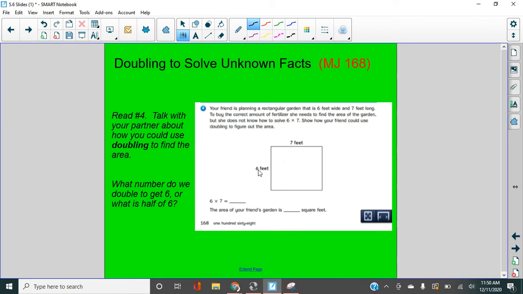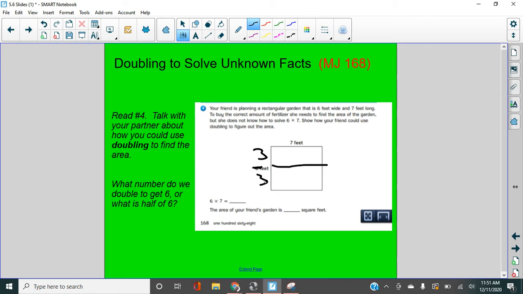So what is half of 6? What's half of 6? Half of 6 is 3. So draw this with me in your math journal. We're going to cut the 6 in half, right? Let's get rid of the 6. Now we have 3 and 3. Write it down. Okay, now 3 and 3.